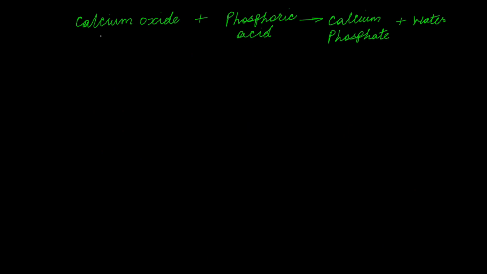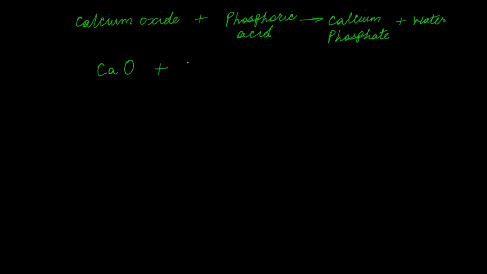Now if you have to balance this equation: calcium oxide plus phosphoric acid gives calcium phosphate plus water. It's an acid-base reaction. The first thing you must do is to get the formula correct. Now let's see the formula of calcium oxide. Ca is calcium symbol and O is oxygen. Now calcium has a valency of 2 because it's in group 2. Oxygen has a valency of -2 because it's in group 6. So it will cancel out and it will be CaO. Clear?